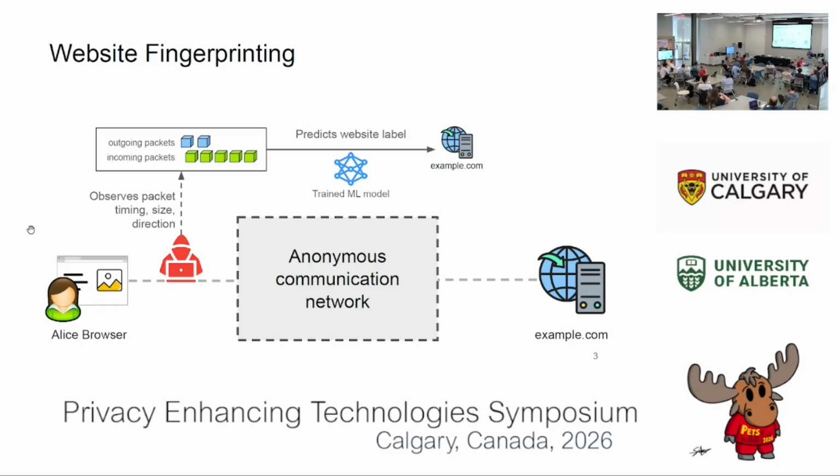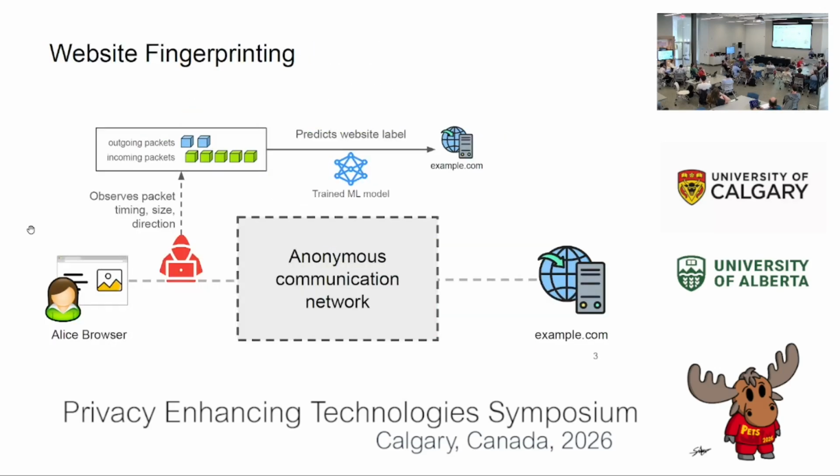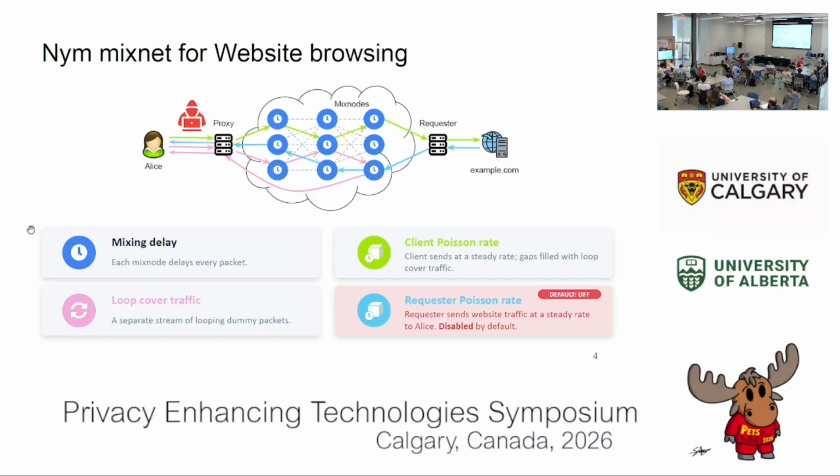For this reason, we have nowadays anonymous communication networks that should at least hide the IP header, so no one can know directly that Alice is browsing example.com. But an adversary that sits between Alice and the anonymous communication network can still observe the timing, the size, and the direction of packets. With this, the adversary can train a machine learning model that will be able to predict which website Alice browsed. This is what we call website fingerprinting attacks, and this is a threat we are studying in this project.